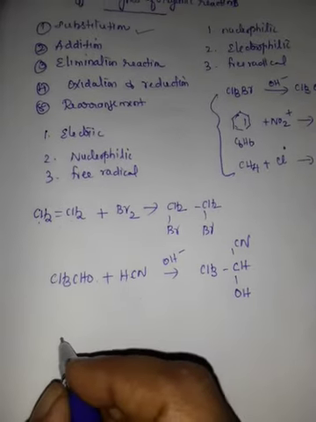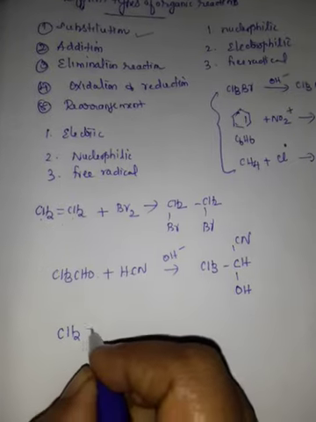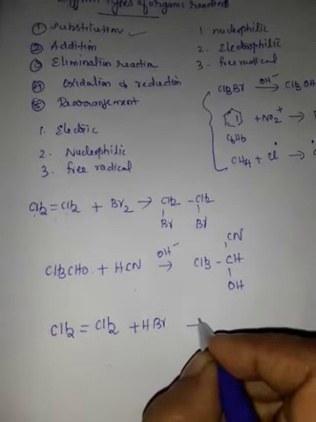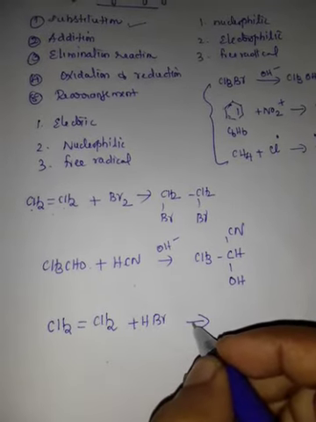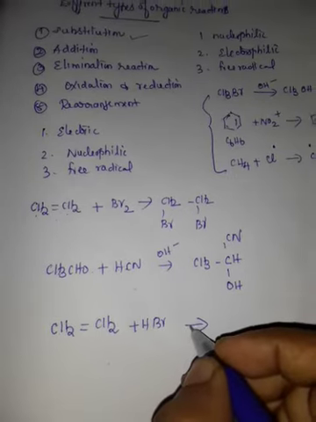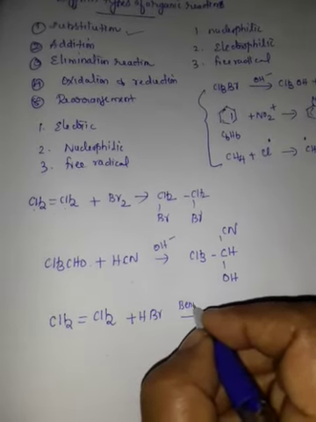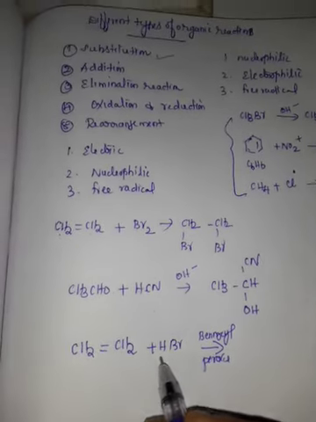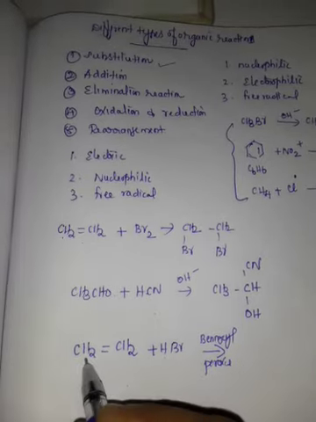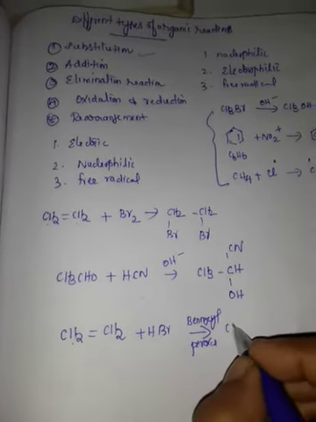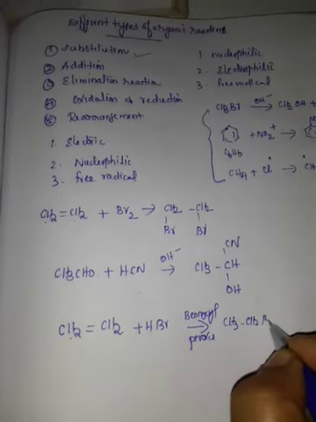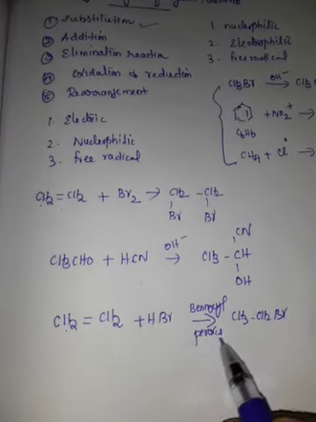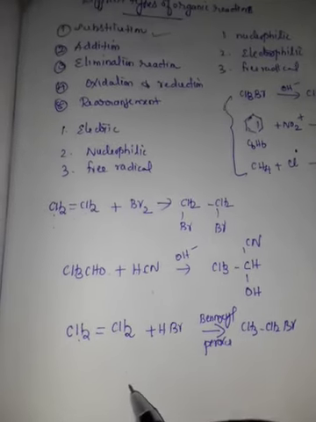Next, free radical addition. Take the same ethene, CH2 double bond CH2, plus HBr, hydrogen bromide, in the presence of benzoyl peroxide. Already I have taught in homolytic fission the formula for benzoyl peroxide. So here this hydrogen is added here, this Br added here. So CH3, CH2, Br, ethyl bromide. Here this peroxide is the initiator for this reaction.